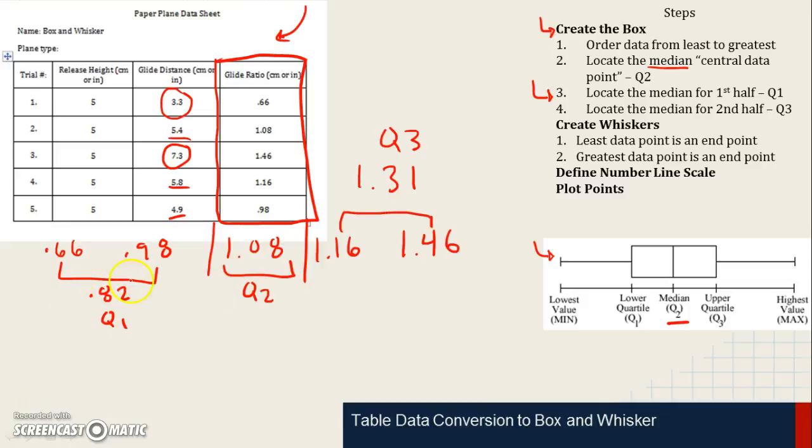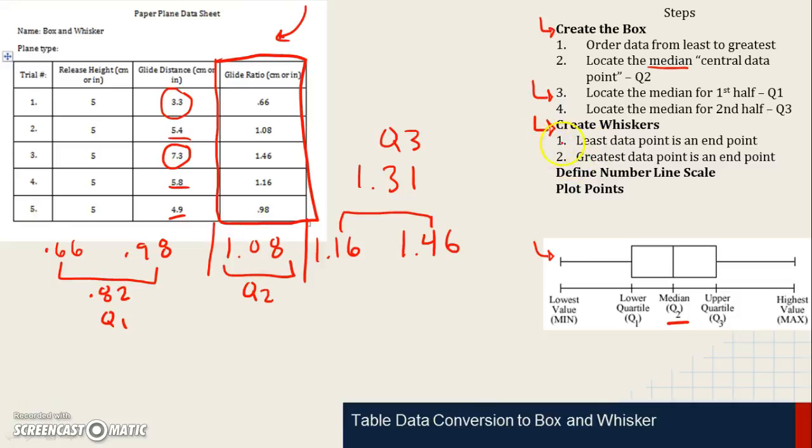We know that the median number for our first quartile, or lower quartile, is 0.82. And the median number for the upper quartile is 1.31. Now what we have to do is create the whiskers, and this is the easy part.